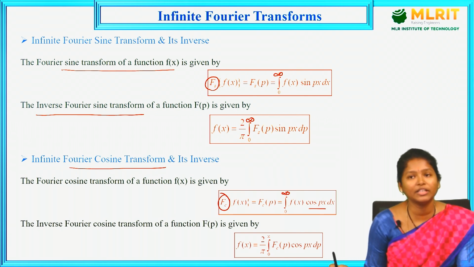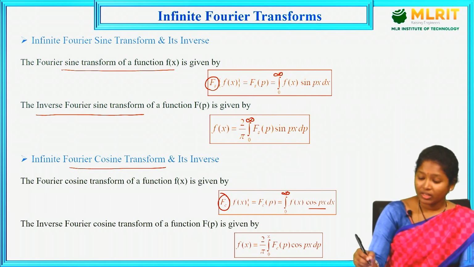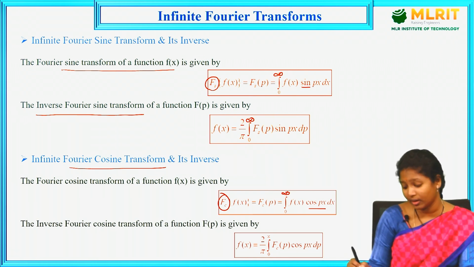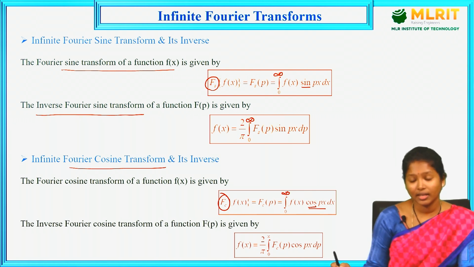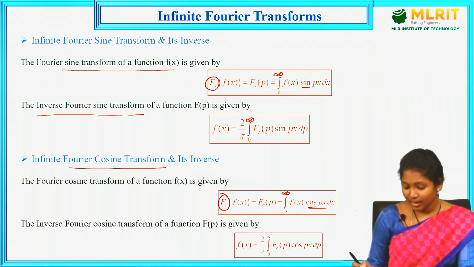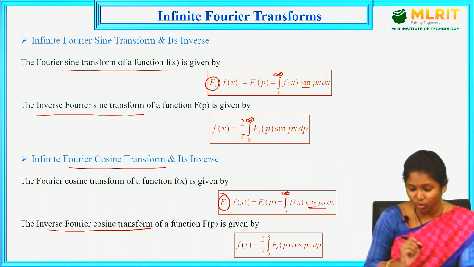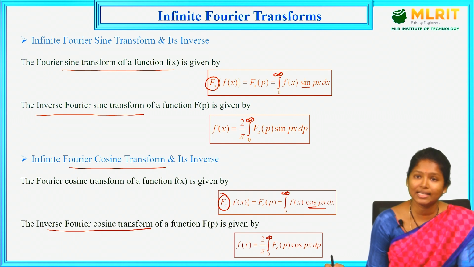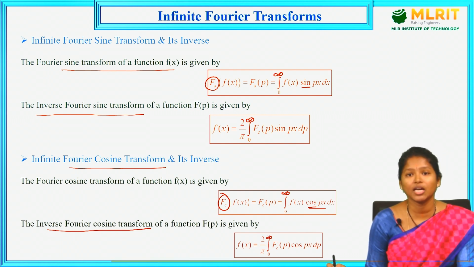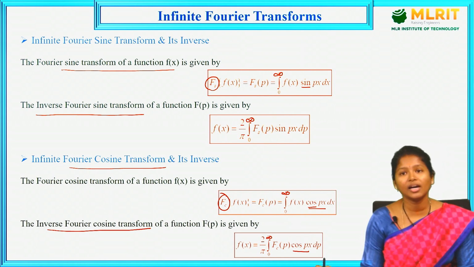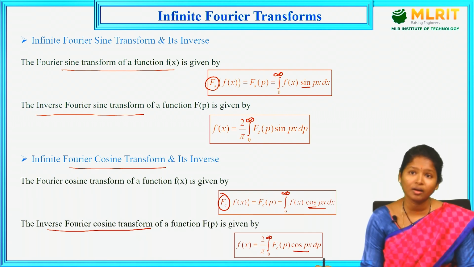The only difference between sine and cosine is that where sine is present in the formula, we write cos. Here f of x sin px, here f of x cos px. For the inverse Fourier cosine transform, f of x is equal to 2 by pi integral 0 to infinity Fc of p cos px dp. If you see the example, you will understand what the Fourier sine transform and cosine transform are.